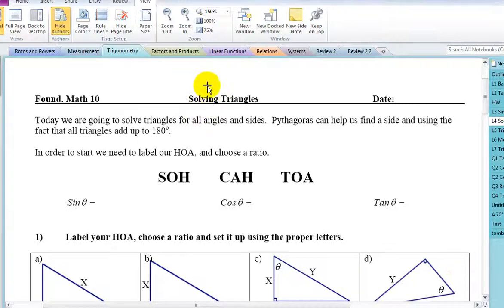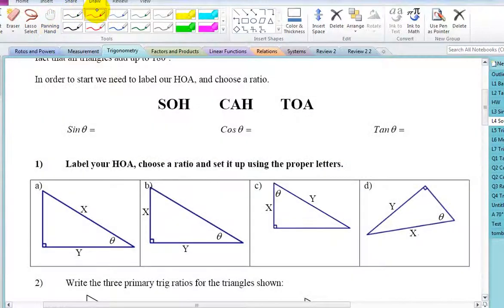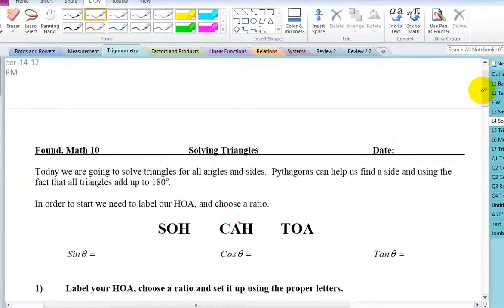By solving, they mean specifically to find all the sides and all the angles. All angles and sides must be found. If you don't know one of the angles or the sides, you're not doing the question properly. Sometimes you'll have to do Pythagoras. Sometimes you'll use the idea that triangles add up to 180.